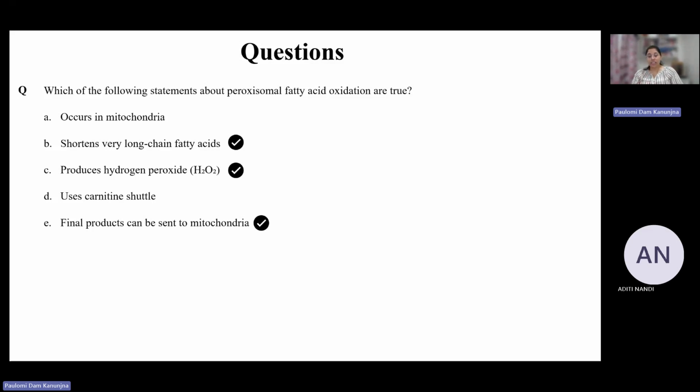But it is not the alternative for mitochondria. It basically just reduces the length of 22 carbons, say, to a medium length of 16 or 18 or 14, and then it passes on to mitochondria, where the actual oxidation takes place, right? So that's why B, C, E are correct. The first one is incorrect because the name suggests it's peroxisome, so it's not mitochondria. Mitochondria and peroxisome are two different organelles. And unlike mitochondria, here you don't need the carnitine shuttle to move the fatty acyl coenzyme A inside. Okay, clear? Was that okay?